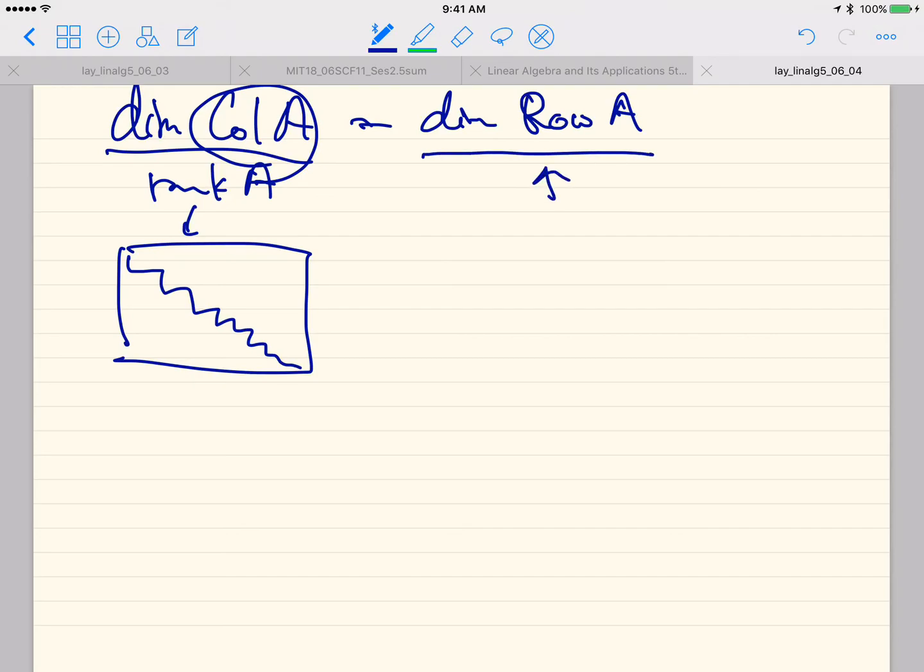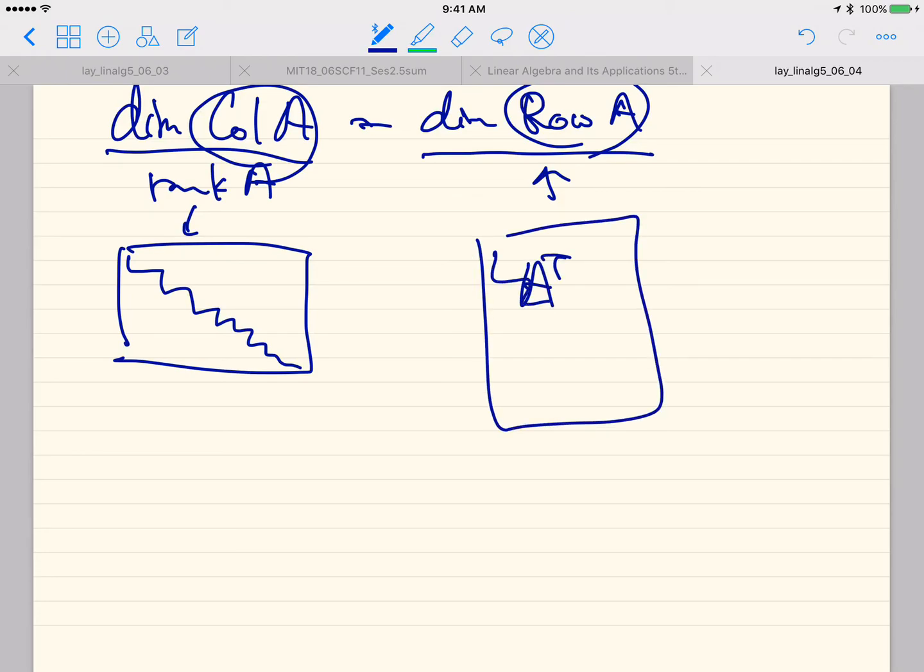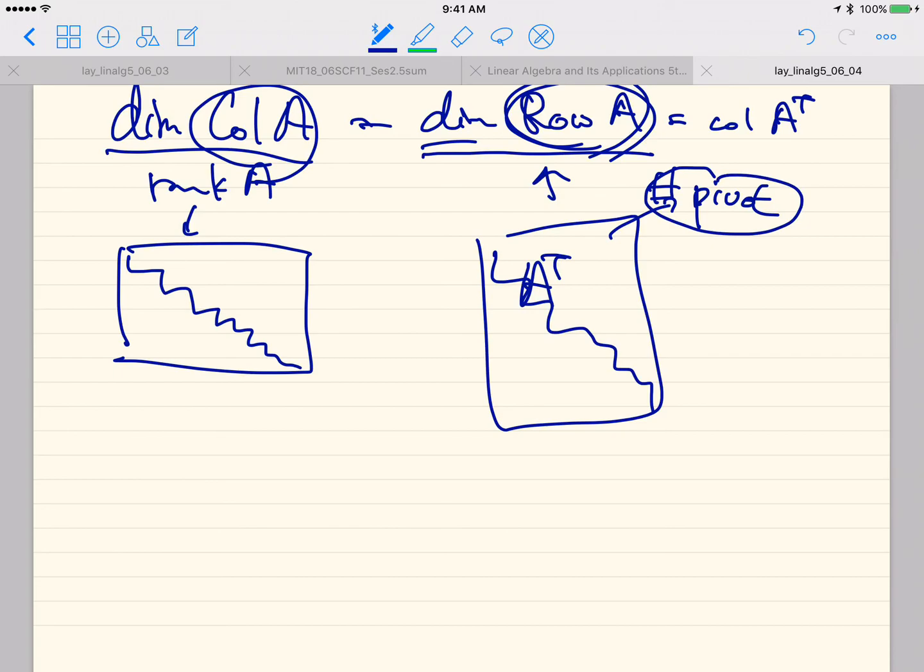여기서도 A 트랜스포즈를 이렇게 뒤집어서 똑같이 하고, 여기서 나온 피벗의 개수가 로우 스페이스 A의 디멘전이 되잖아요. 로우 스페이스 A는 컬럼 스페이스 A 트랜스포즈랑 똑같은 거니까, A 트랜스포즈에서 로우 리덕션을 했을 때 피벗의 개수와 그냥 A에서 로우 리덕션을 했을 때 피벗의 개수가 똑같아져요.